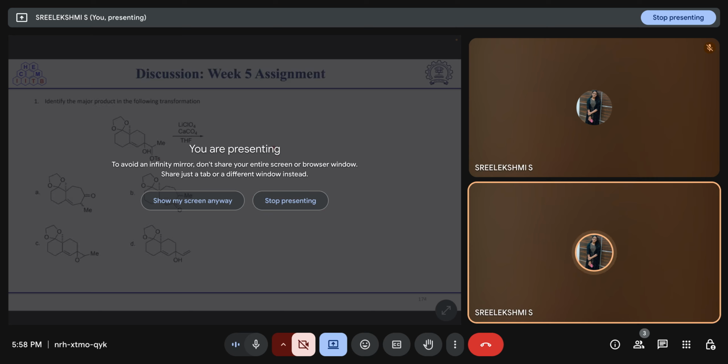Now moving on to the week 5 assignment questions. So the first question is: identify the major product in the following transformation. So this compound upon treatment with lithium perchlorate and calcium carbonate in THF, which will be the major product here? So four options are given. Try to find out the mechanism of the reaction as well.